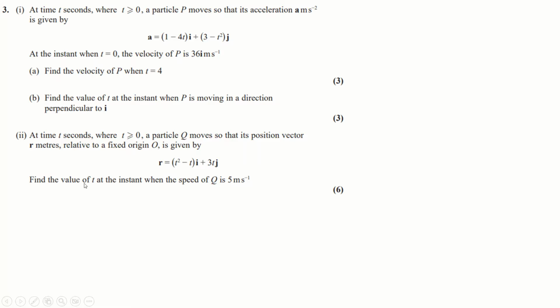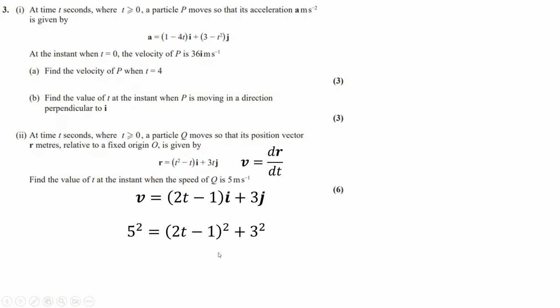We are looking for the speed, which is to do with the velocity. We've got the displacement here, or the position vector. So let's differentiate that to find the velocity. And speed is just this component squared plus this component squared, square rooted. But I can just say 5 squared equals this squared plus this squared. And this is just the 3, 4, 5 triangle in disguise, I believe. So this is equal to 4. You could also say it's equal to -4, but that gives you a negative t anyway, so it doesn't matter.